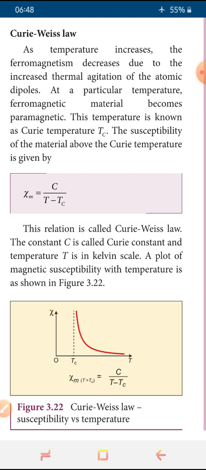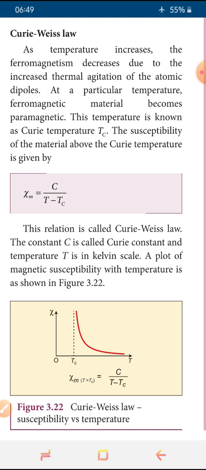At a particular temperature, this ferromagnetic material will become paramagnetic. So by applying temperature, at some temperature it converts into paramagnetic. We studied the properties of paramagnetic materials in the last class. The temperature at which the ferromagnetic material converts into paramagnetic is called the Curie temperature, denoted by the letter Tc.